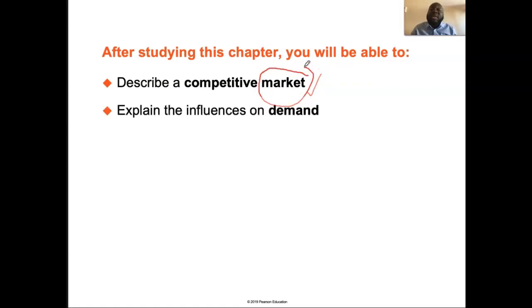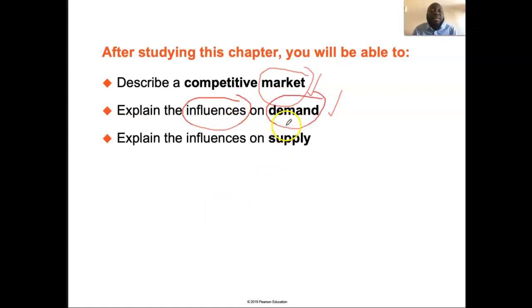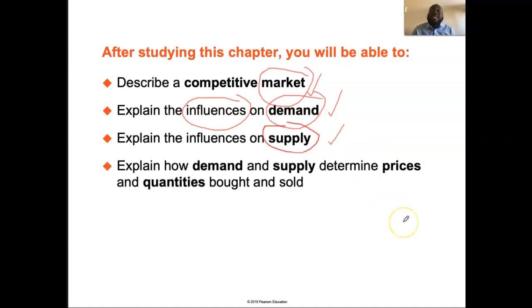Then we'll look at what demand is. So what is demand? What does demand actually mean, right? And we'll look at the factors that actually affect demand. So this is our second objective. Understand what demand means and know the influences or the factors that actually affect demand. The third thing we'll look at is supply. Okay, so understand what supply is and know the factors or influences that affect supply. The fourth thing we'll look at is to understand and explain how demand and supply influence prices and quantities bought and sold in a market.